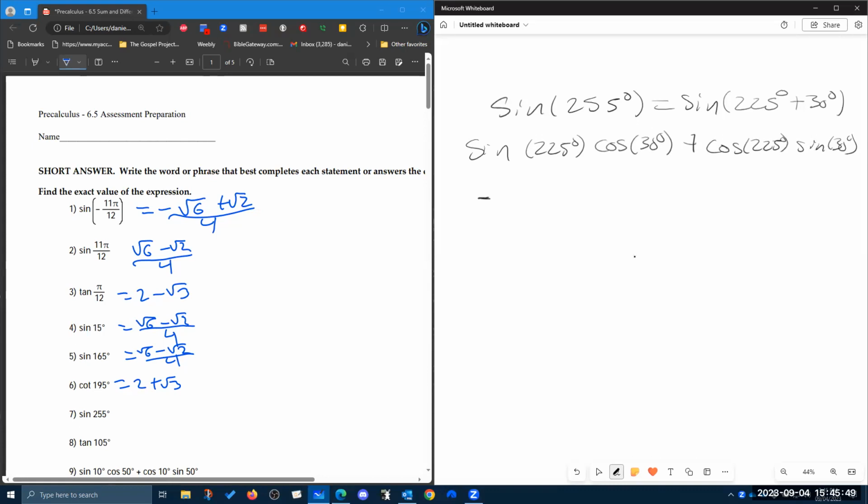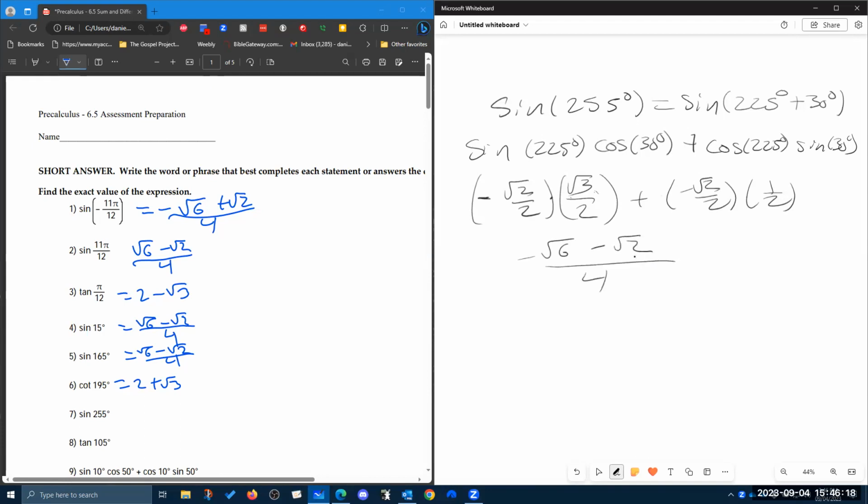Sine 225 is going to be a negative root 2 over 2. Cosine 30 is going to be root 3 over 2. Cosine 225 is negative root 2 over 2. Sine 30 is 1/2. So we get negative root 6 minus root 2 over 4.